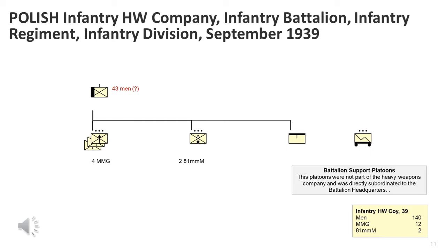The heavy weapons company was equally basic, and once again I had significant issues in obtaining the manpower of this formation. I obtained a manpower, or possible manpower, of 140 men, but I suspect this was actually the infantry company rather than the heavy weapons company. I can count up to 43 men by looking at the formations, but I suspect this is a rather low number. So, in summary, I think it's probably somewhere between 140 and 43 men.